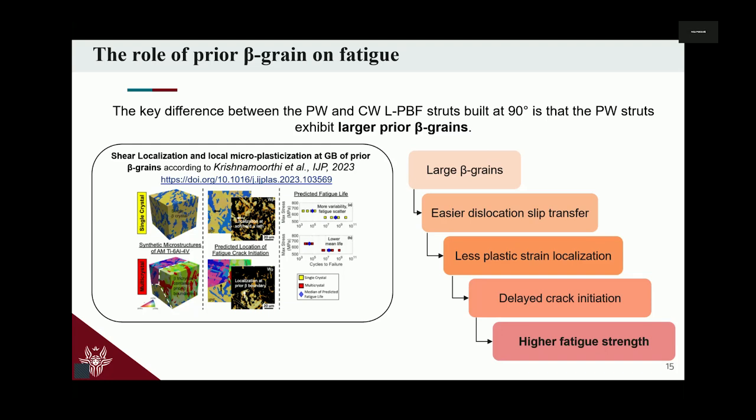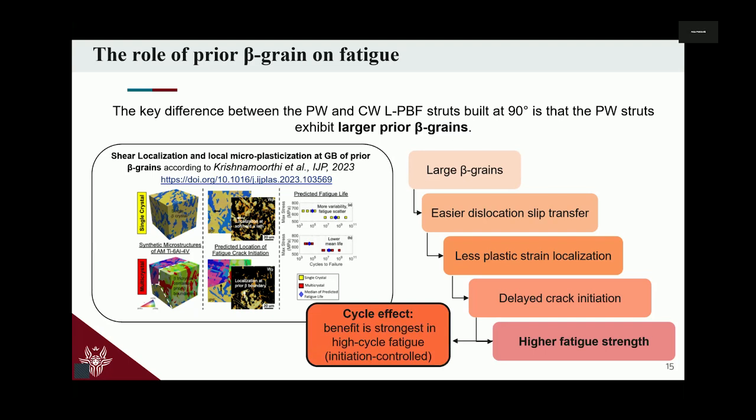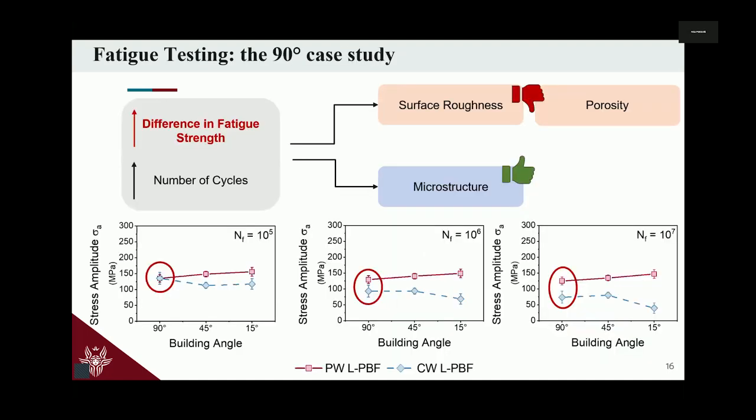But this work can also explain the cyclic effect that we do have, in which we have a perfect match at 10^5 cycles, while we do not have it at 10^6 and 10^7 cycles. This kind of effect is mainly related to high cycle fatigue, and in particular to initiation controlled mode. So given this, we are probably able to explain these discrepancies and these trends by the microstructure and by the role of prior beta grains.